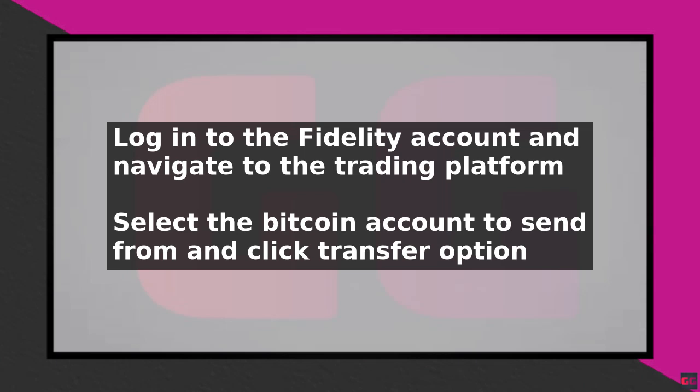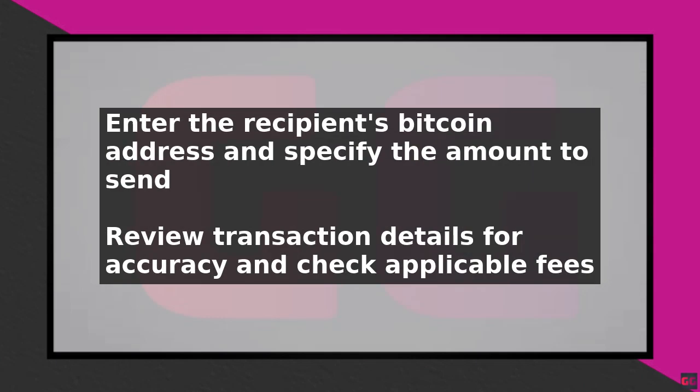Once you have entered the recipient's address, you will need to specify the amount of Bitcoin you want to send. You can choose to send a specific amount or the entire balance in your account. After entering the amount, review the transaction details to ensure everything is correct. Check the recipient's address, the amount of Bitcoin being sent, and any applicable fees.